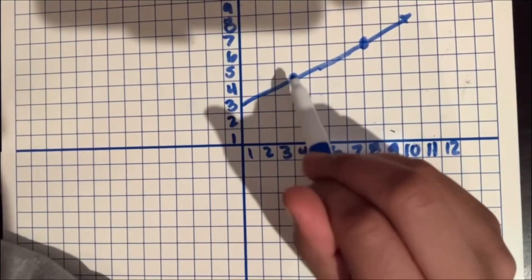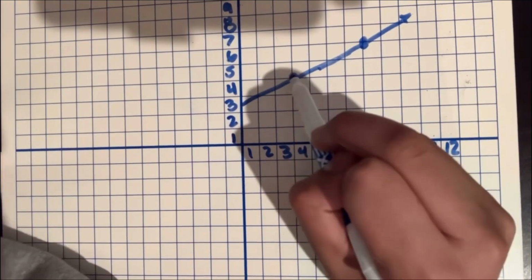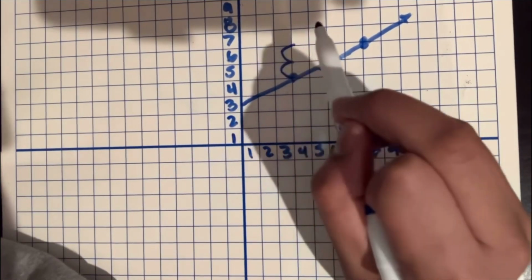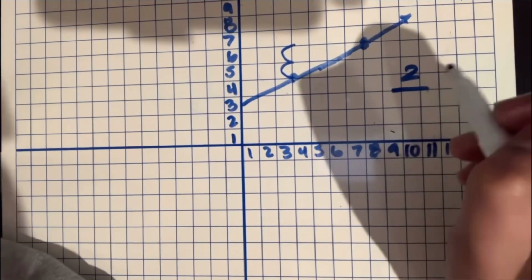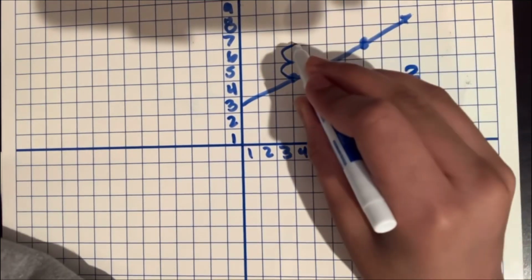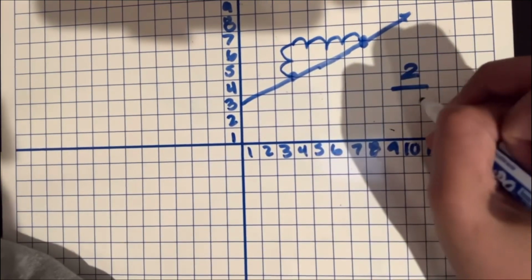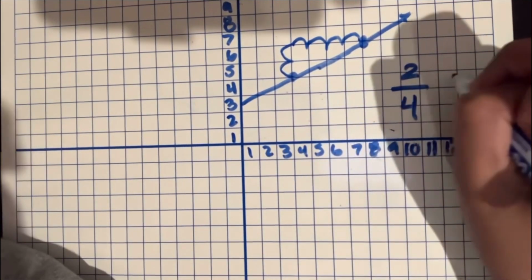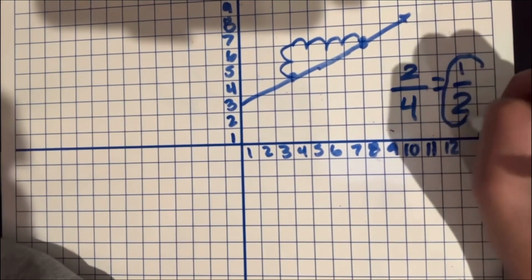To get from 3/4 to 7/6, we have to go up 2 units. 1, 2. So the rise is 2. Then we have to go to the side 1, 2, 3, 4 units. So the run is 4 units. So our slope is 2 over 4, which can be simplified to 1/2.